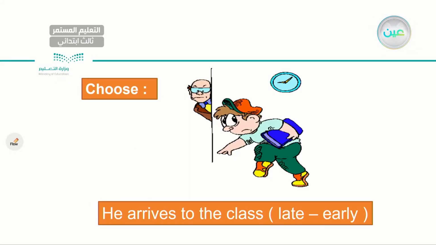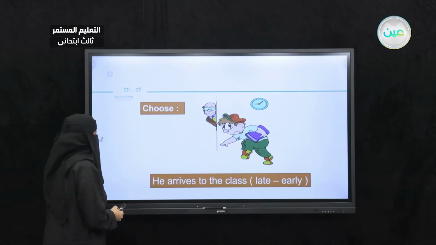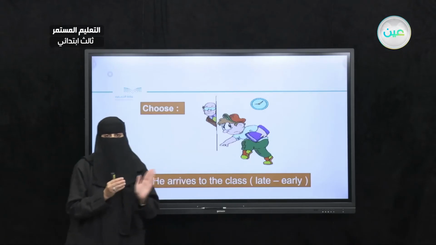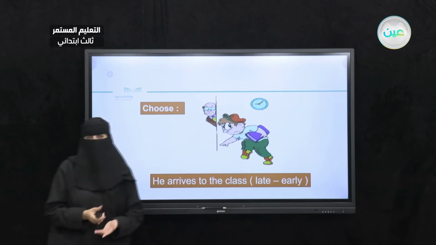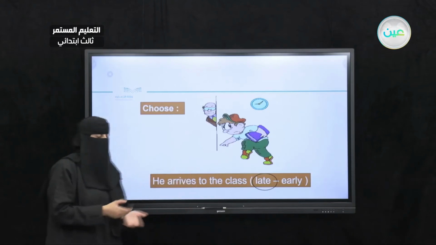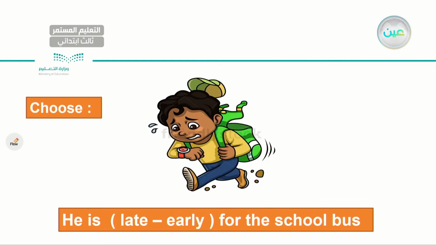Now look at the students. I have a student, I have a teacher. He's trying to sneak into the class. So let's choose. He arrives to the class late or early? Look at his teacher. Is he happy? Is he upset or mad? What do you think? Actually, he arrives to the class late. Look at the time. It's past 9 o'clock. It's 9:10. So he arrives to the class late. Very good. Now look at the students. Choose.